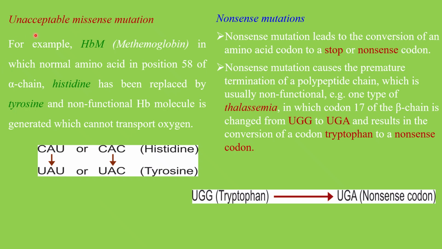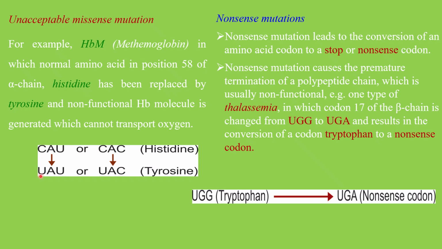Now, unacceptable missense mutations means the mutation has happened and this is leading to lethal or unacceptable characteristics in the hemoglobin. For example, hemoglobin M, that is the methemoglobin, in which the normal amino acid in position 58 of the alpha chain, histidine, has been replaced by tyrosine, and a non-functional hemoglobin molecule is now generated. You can see it here. This codon CAU is now changed to UAU.